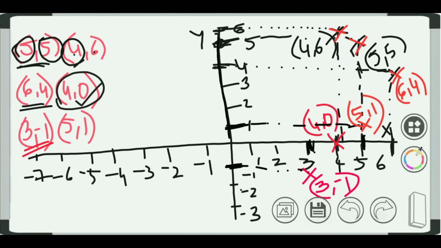Now you can see which one is our equation. 5 by 5, that is this one, 4 by 6 and 6 by 4. This forms a straight line. Our equation number 1 points. See? Now second equation points, that is 4, 0, 3, minus 1, 5, 1. Here you can see this also forms a straight line, these 3 points.